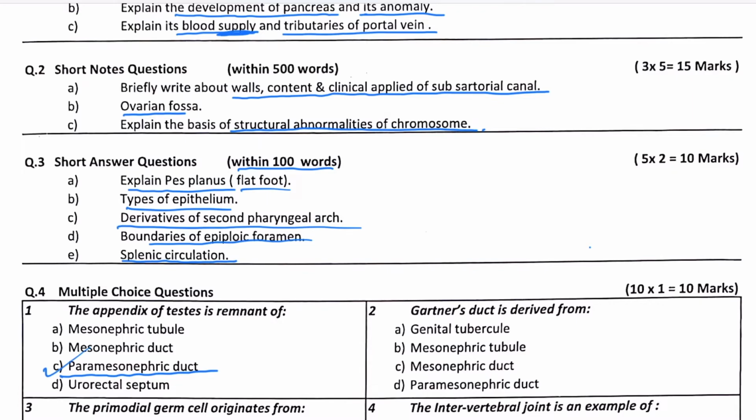Then Gartner's duct is derived from genital tubercle, mesonephric tubule, mesonephric duct, paramesonephric duct. So this is a remnant of mesonephric duct in females. Mesonephric duct is also called as Wolffian duct. So this Gartner's duct you will find as a content of broad ligament in females.